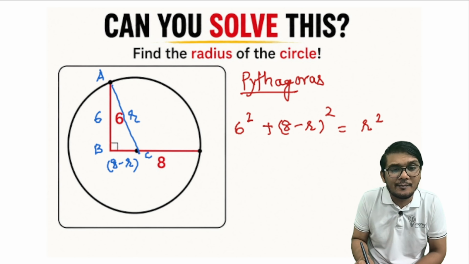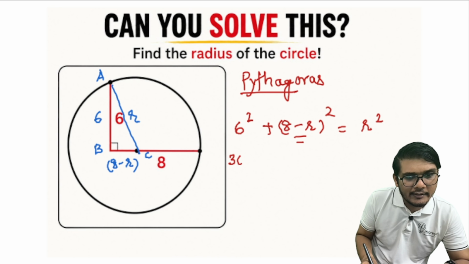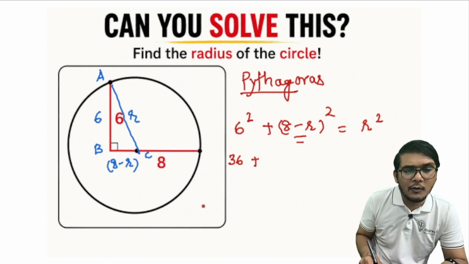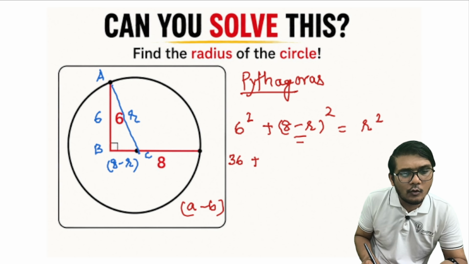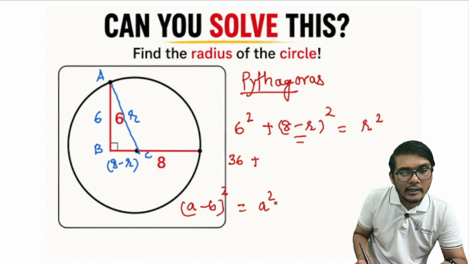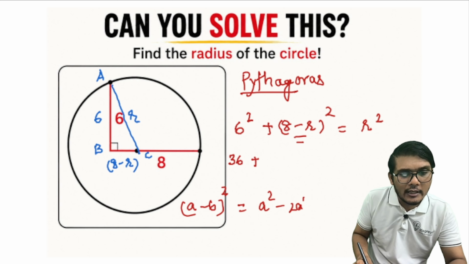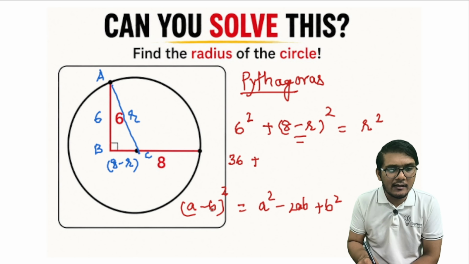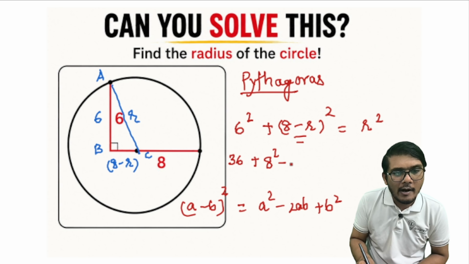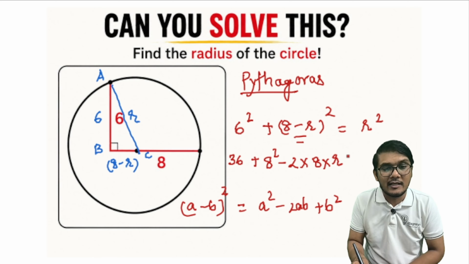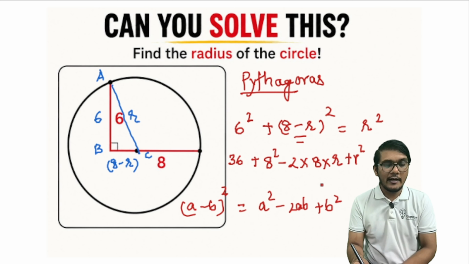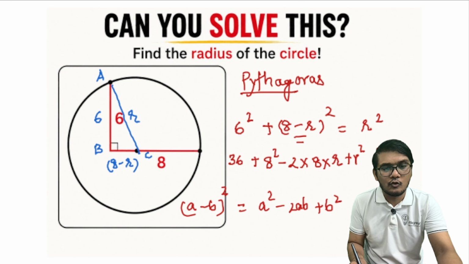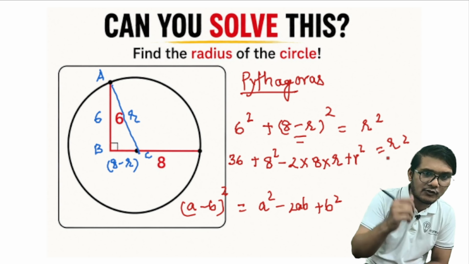Now, we have to expand this bracket of 8 minus r square. 6 square we know is 36. Now, 8 minus r square is of a similar nature as a minus b the whole square. Now, a minus b the whole square is equal to a square minus 2ab plus b square. Right. In the same manner, we have to decode this. So a here is 8, b here is r. So 8 minus r the whole square will become 8 square minus 2 into 8 into r, plus b square, and b in this case is r, so this becomes plus r square. Right. Now it gets interesting. So this entire thing together is equal to r square, as you can see over here.